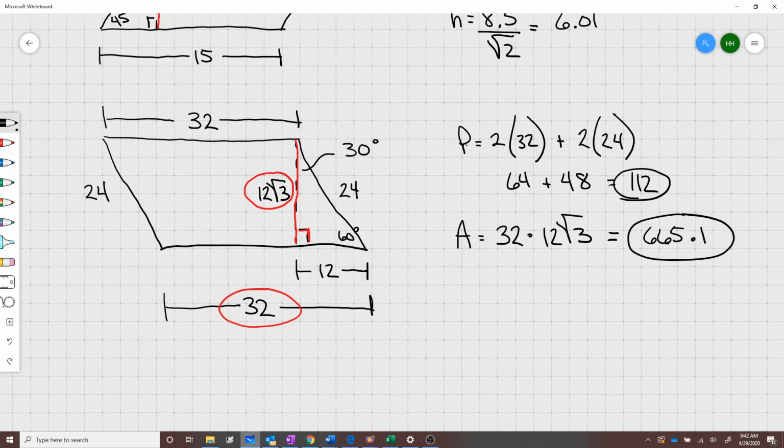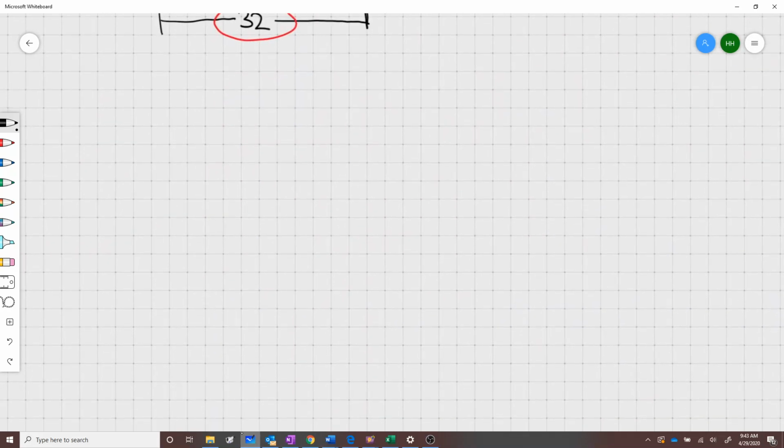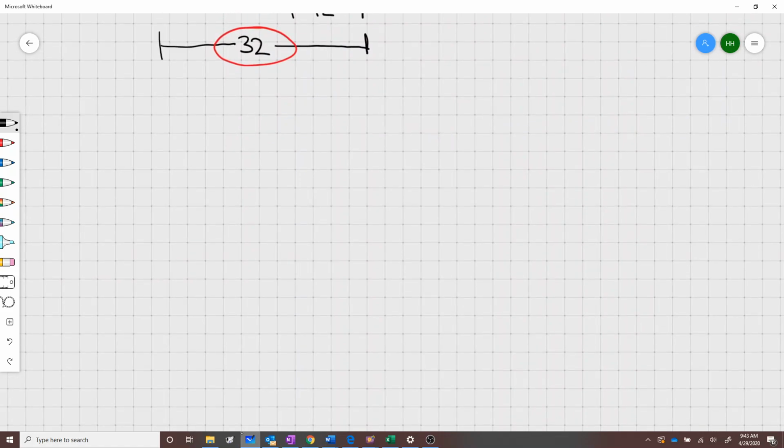And those are two examples of finding the area and the perimeter of a parallelogram using the rules related to special right triangles. And what I want to do is we're going to do one more example problem, and then I'm going to give you your practice for today. So let's take a look at this.